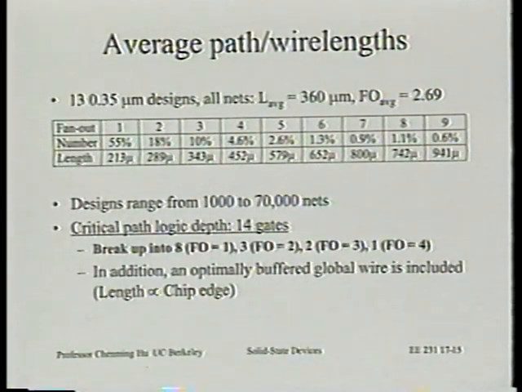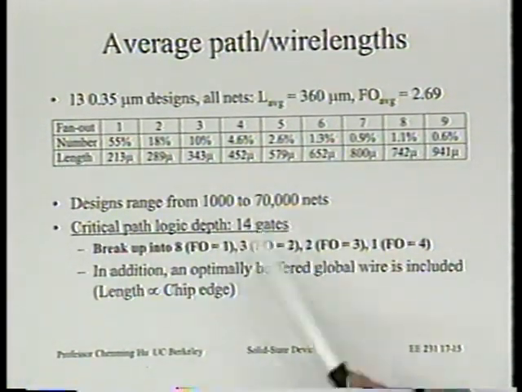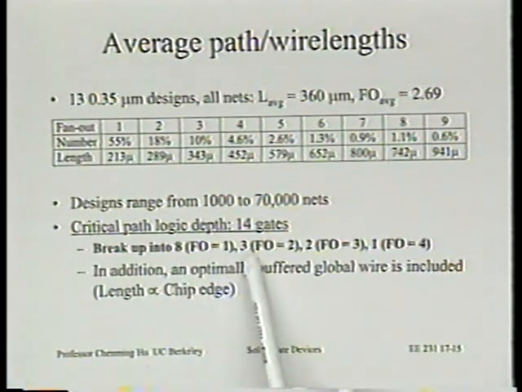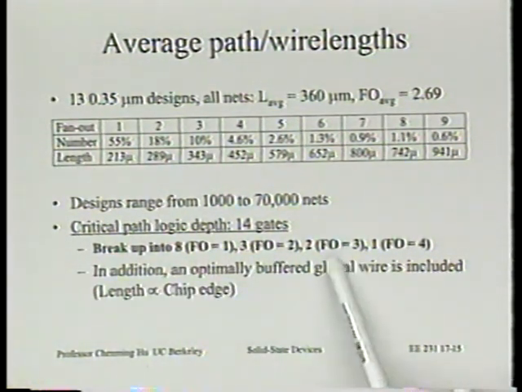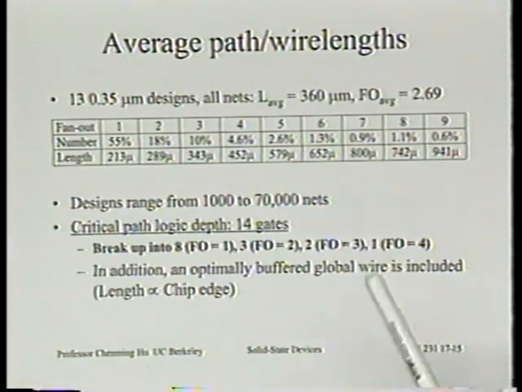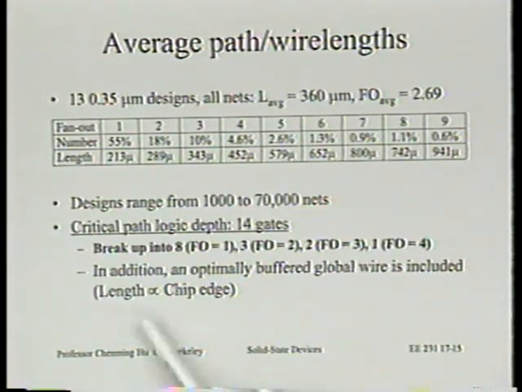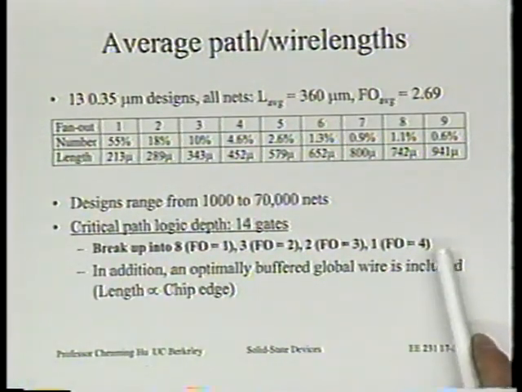Depth is 14 gates, and this typical critical path is made of 8 fan-out equal to 1 gates, 3 fan-out equal to 2 gates, 2 fan-out equal to 3 gates, and 1 fan-out equal to 4 gates. In addition, an optimally buffered global wire is included, and the wire is proportional to the chip edge. Think about that as a typical critical path. And of course, you can also construct your favorite typical path.